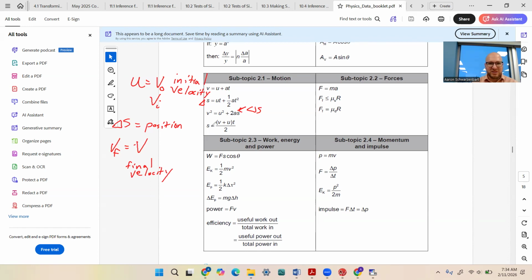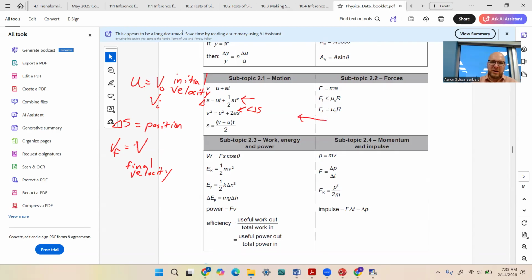And so this one is just the change in position is the final plus initial over 2 times time. Essentially average velocity times time. The final velocity squared is the initial velocity squared plus 2 times acceleration times change in position. These are all developed through calculus. This one's really pretty easy to develop with calculus, and once you learn calculus, I'll show that. So change in position is initial velocity times time plus 1/2 acceleration times time squared.